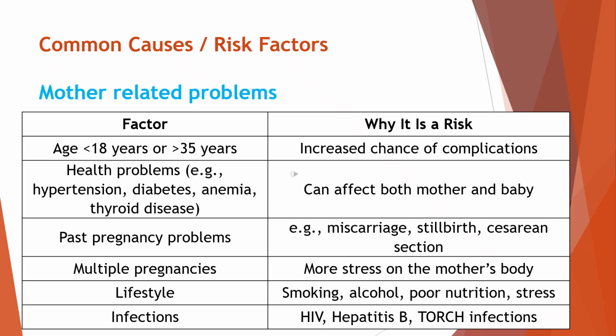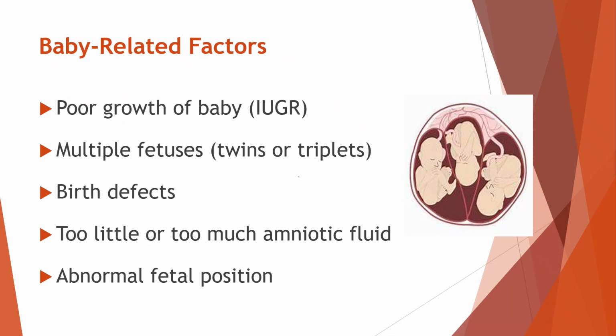In short, these mother-related factors can increase the chances of a high-risk pregnancy. That's why regular checkups, eating healthy food, and maintaining a positive lifestyle are very important for a safe pregnancy. Some risk factors are related to the baby's health and development. These are called baby-related factors.